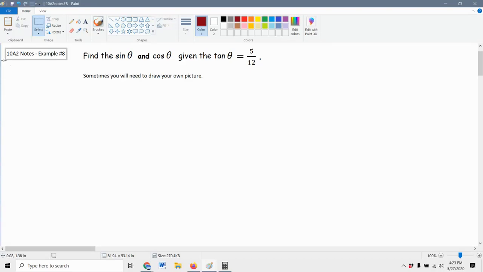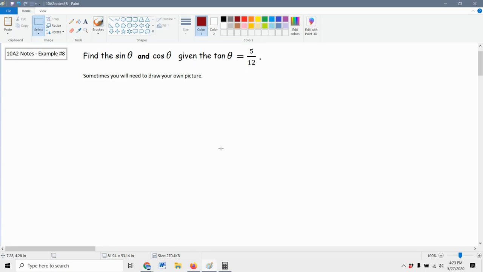Hi guys, this is the 10A Part 2 notes, example number 8. The problem posed is: find the sine of theta and the cosine of theta given the tan of theta equals 5/12. Again, sometimes you'll need to draw your own picture.